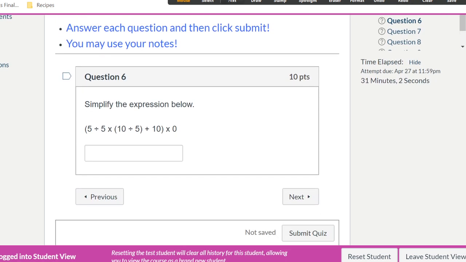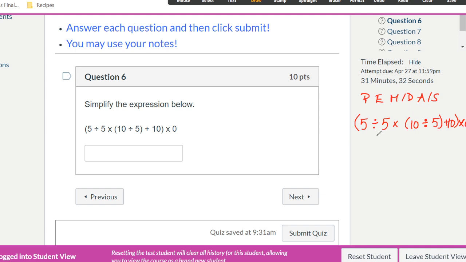Simplify the expression below. This one has nested parentheses, which we didn't really go over, but we'll figure it out. 5 divided by 5 times 10 divided by 5 plus 10 times 0. Let's go ahead and write out our steps. Please excuse my dear Aunt Sally.